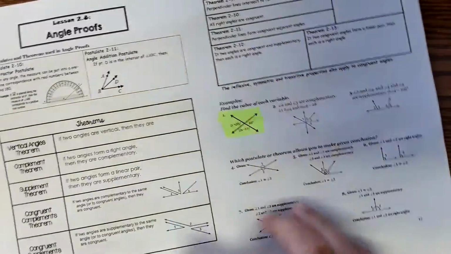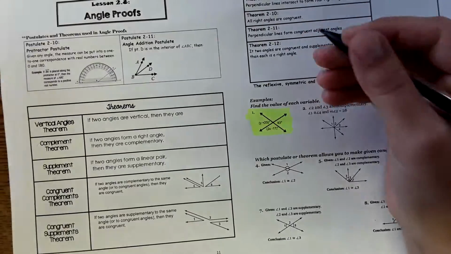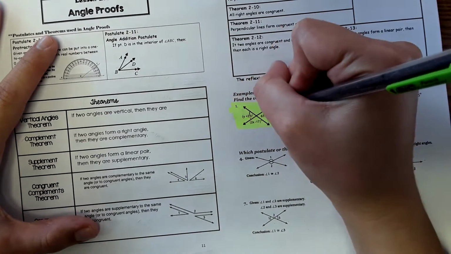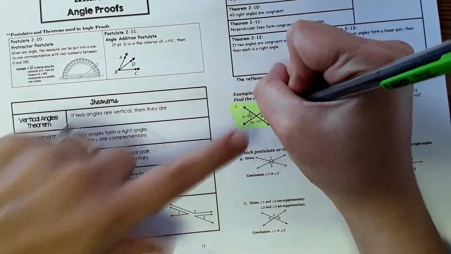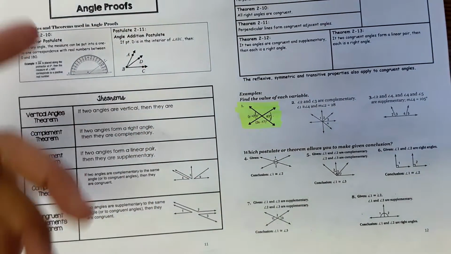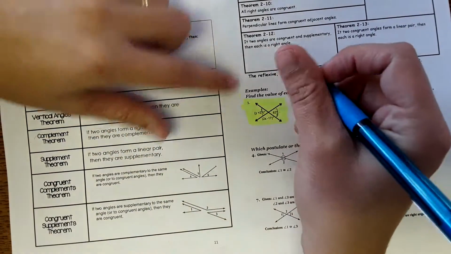Okay, so this first problem, you may have noticed that you have intersecting lines, of course, but within that you have vertical angles. So this angle and this angle are vertical angles, so therefore they have the same measure. And then you can set those equal to each other to solve for y. So that's where I would start.